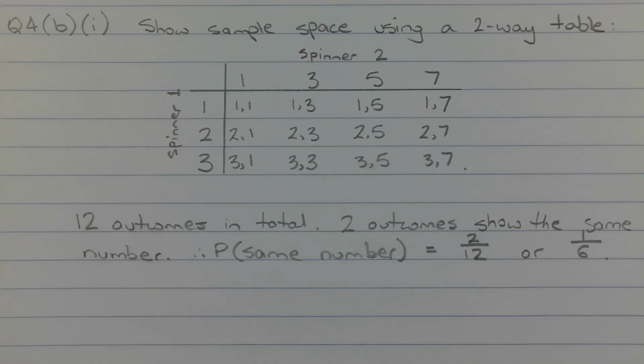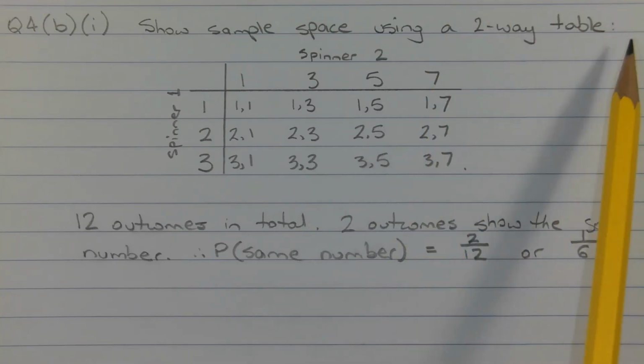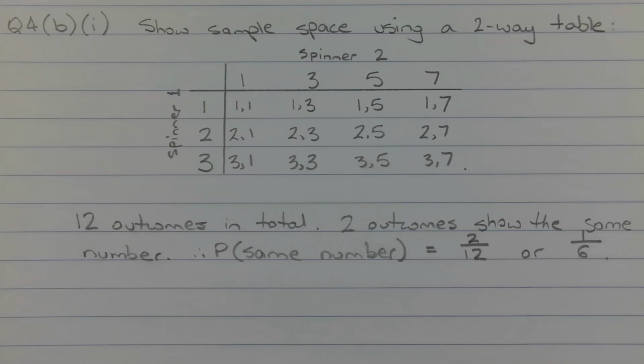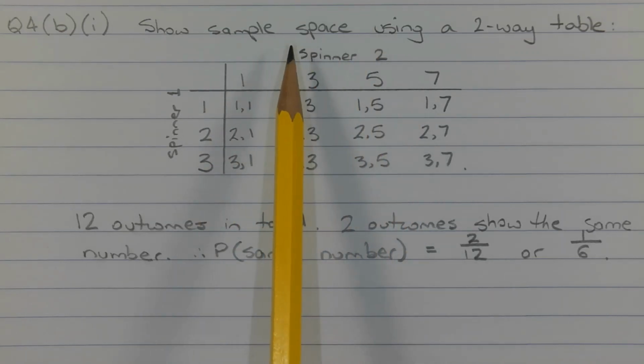We can think of this situation as a two-stage probability experiment because we're combining the results of two spinners to form each possible outcome. Now we can use a tree diagram or a two-way table to show the sample space. If you recall, the sample space is the set of all possible outcomes of this experiment. I'm going to use a two-way table in this solution to list the sample space. Now the rows of the two-way table represent the result of spinner 1, and the columns of the table represent the result of spinner 2.